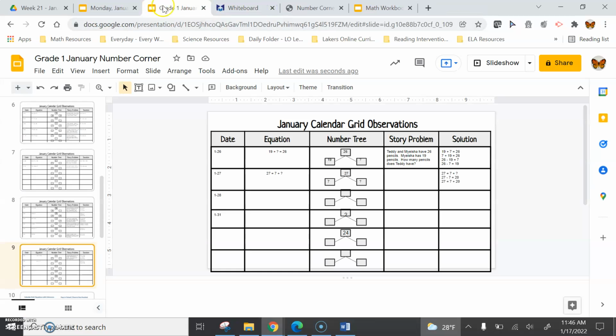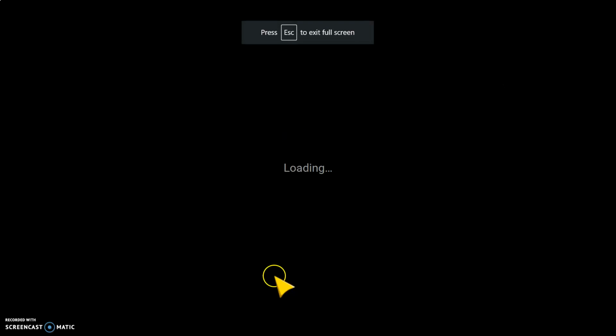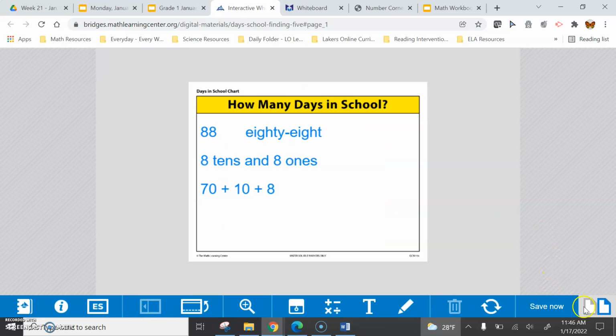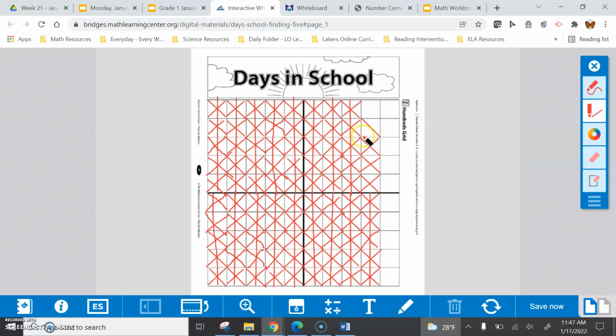As we continue, we're going to now go into our days in school. Wow, it's really growing. We're adding another day. And when we add this other day, we are now at 10, 20, 30, 40, 50, 60, 70, 80, 85, 86, 87, 88, 89 days together.